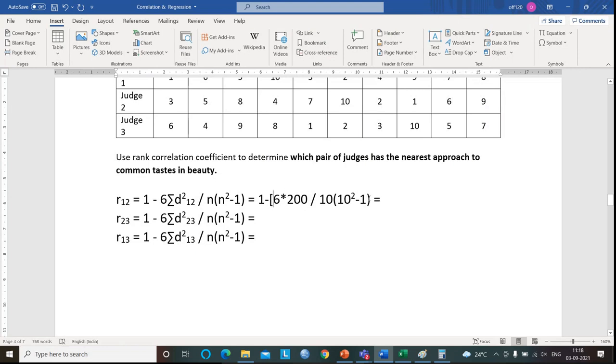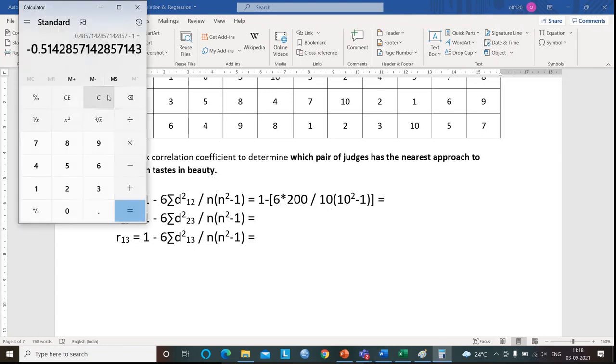We have brackets over here, and the 1 will be outside. Now what is the answer we get? 6 into 200, the numerator is 1200. In the denominator, 10 square is 100, 100 minus 1 is 99, and 99 into 10 is 990. So the numerator is 1200 divided by 990.